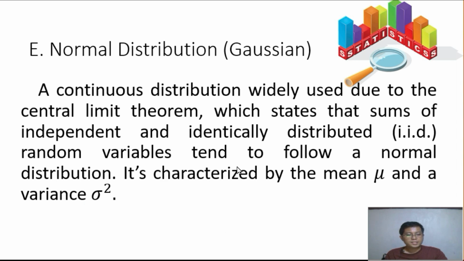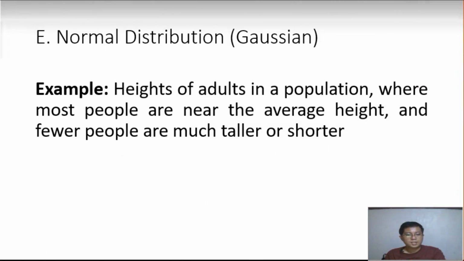So let me provide you with an example of a situation that involves the normal or Gaussian distribution. We have the heights of adults in a population, where most people are near the average height and fewer people are much taller or shorter. If we're going to visualize this, it's like a bell-shaped curve, right? So this example of adult heights in a population is a classic case of the Gaussian or normal distribution. And here are the reasons why. Number one is because it follows a bell-shaped curve. When you plot the heights of a large group of adults, you typically see a bell-shaped curve where most people cluster around the average height.